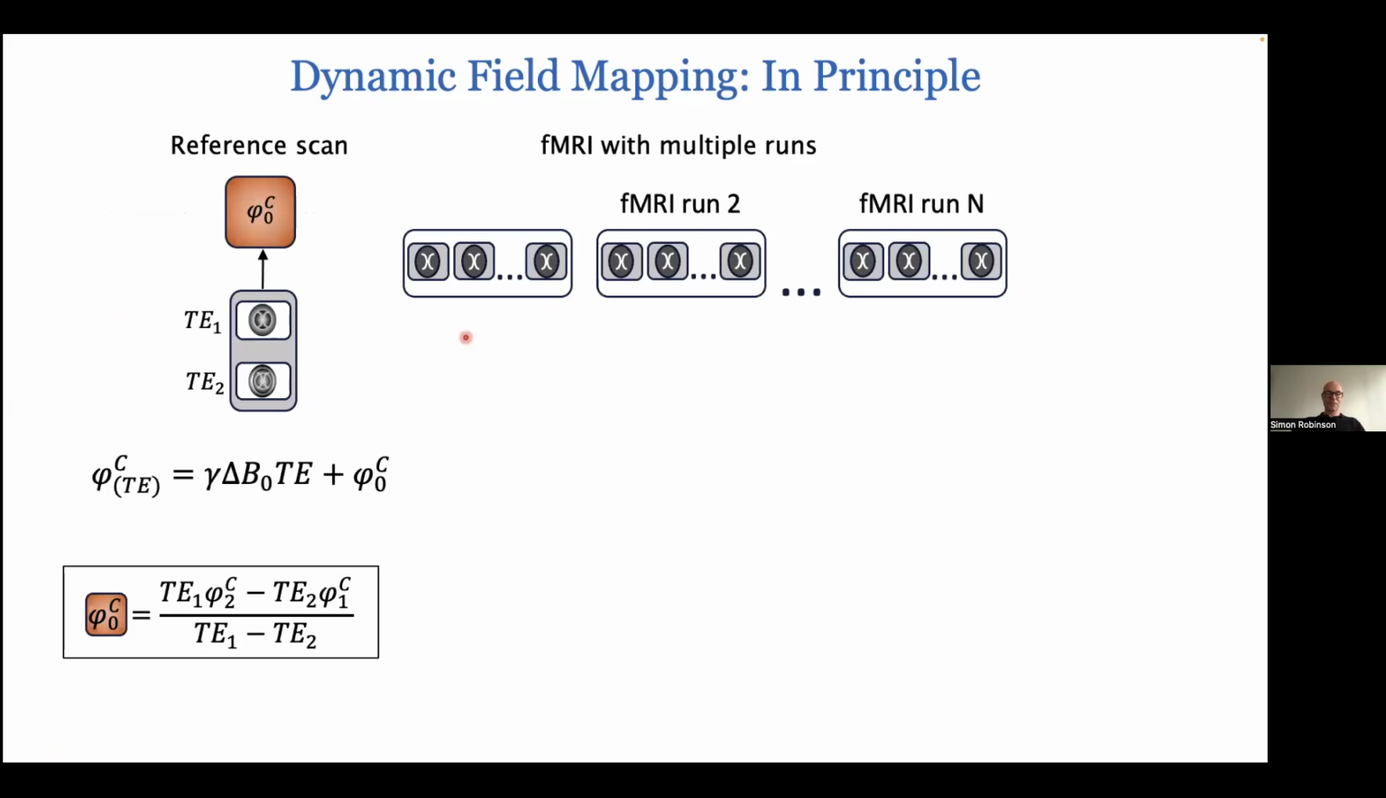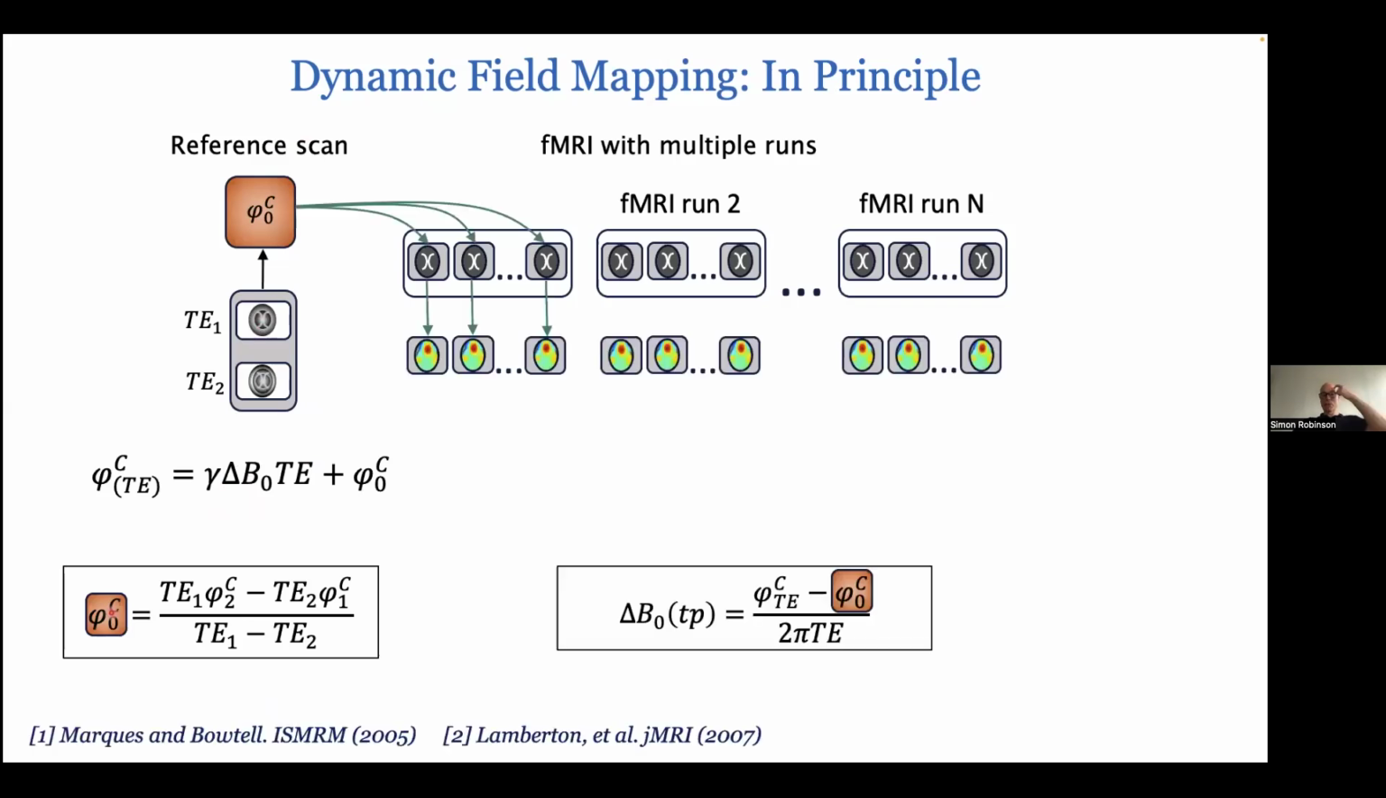So that's here. We've got our reference scan data, which again could just be a dual echo gradient echo scan, and then rather than solving for V0, we solve it for the phase offsets, and we subtract those from the time points here to generate a series of field maps from the phase of the fMRI data. So that's the method in principle.